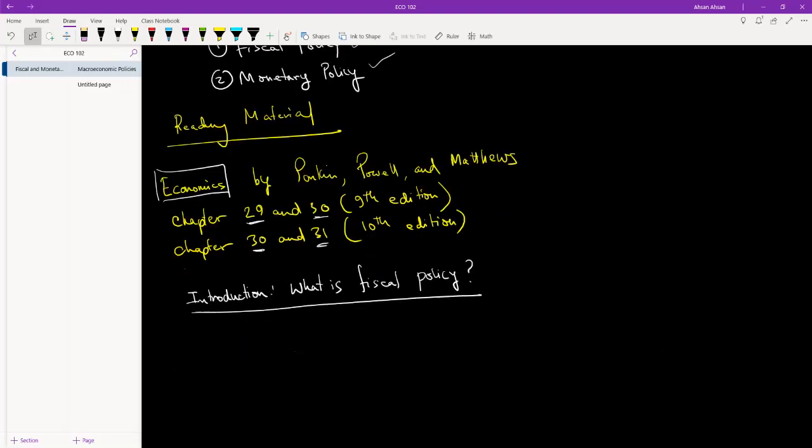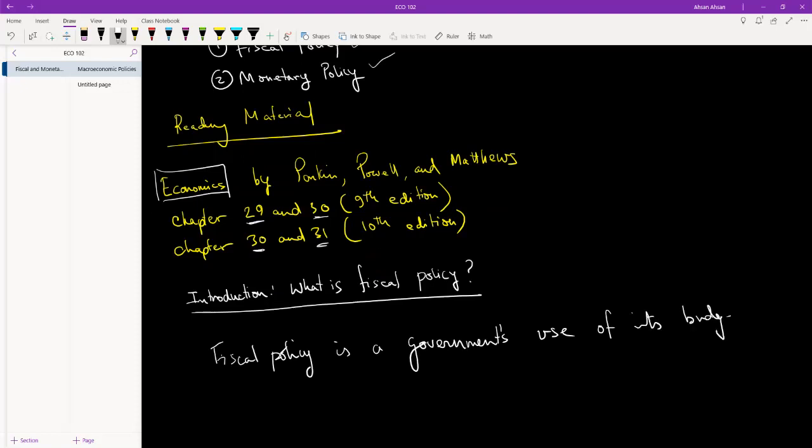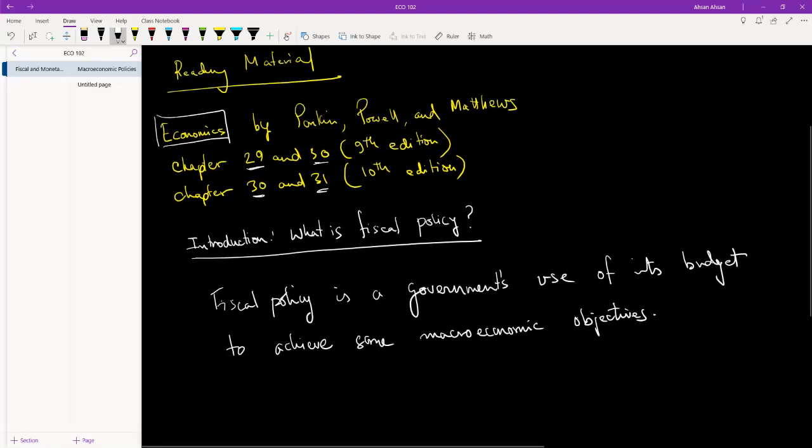So let me just write down the definition straight from the book. The book says that fiscal policy is government's use of its budget to achieve some macroeconomic objectives. So now that's the definition that's given in the book, but of course let's dig deeper into it and try to figure out what really this definition is trying to tell us.